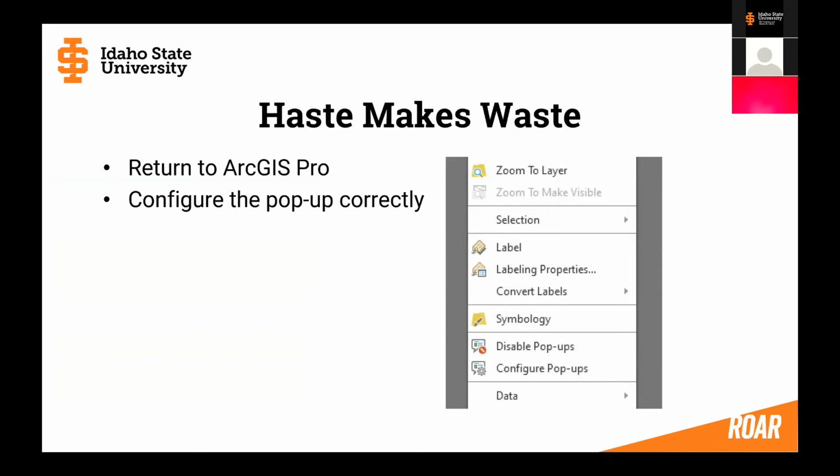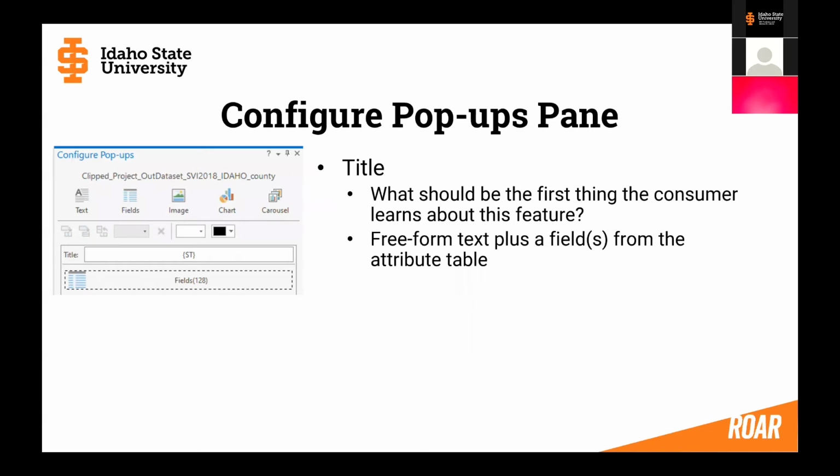Haste makes waste. Well, now we have to return to ArcGIS Pro, and when we have lots of pop-ups to configure, it's far easier to do that in ArcGIS Pro than it is to do it in ArcGIS Online, but that's where we want to configure the pop-up correctly. So I right-click on my contents pane on the layer that I'm interested in, and I'm going to tell it that I want to configure pop-ups. And then ArcGIS Pro opens up for me the configure pop-ups pane.